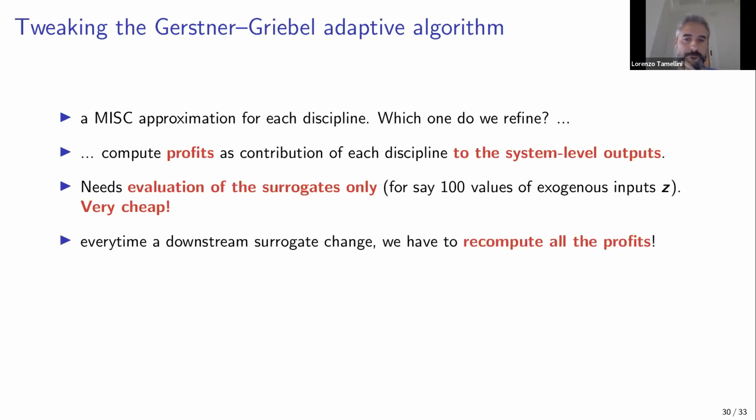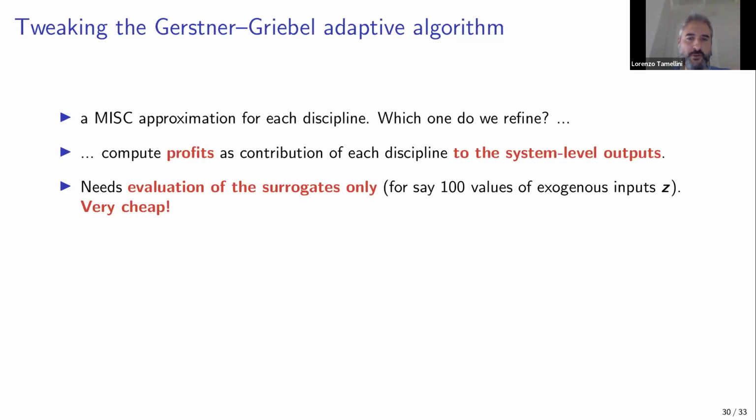So in practice, we start with cheap surrogates. We start refining one of them or two of them, and then each time we refine a model, we run the surrogates on the whole chain of systems. We see how much the final outcome changes, and then we select the discipline to refine as the discipline that impacted the most a change in the system level outputs.